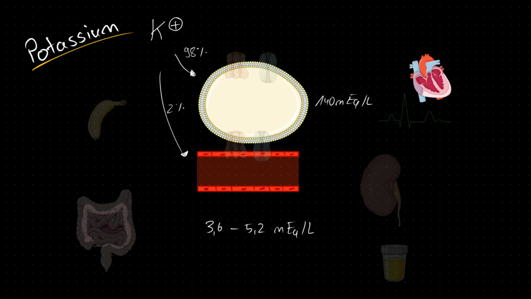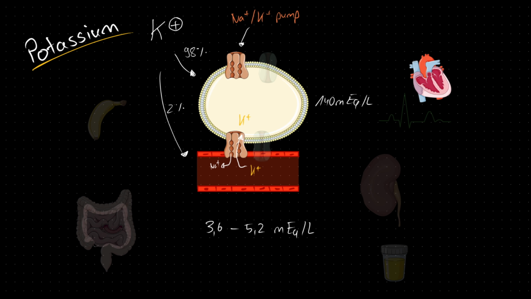So how does potassium get into cells? Continuously, potassium is pumped into the cells by the sodium-potassium pump, also known as sodium-potassium ATPase. This pump uses ATP energy to move 3 sodium ions out and 2 potassium ions into the cell.